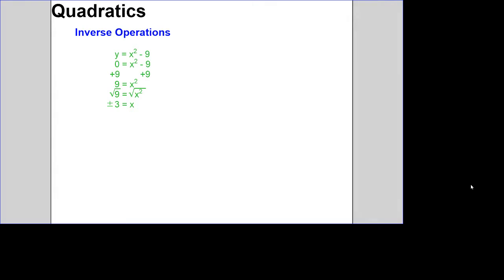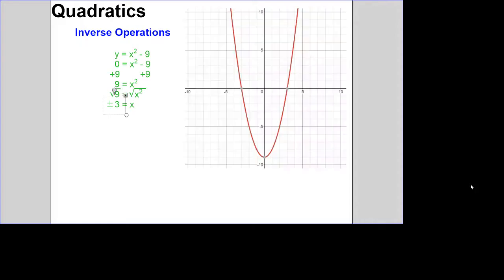So you notice there's actually two answers here. Now, we use the little symbol plus or minus, but really what that's telling us is that there's two answers, negative 3 and positive 3. Now, remember from yesterday that what this actually means is that there's two places where the graph crosses the x-axis. So let's look at the graph real quick.